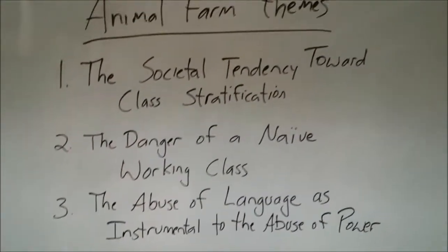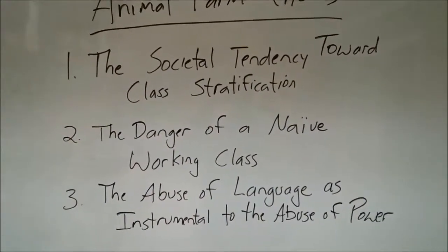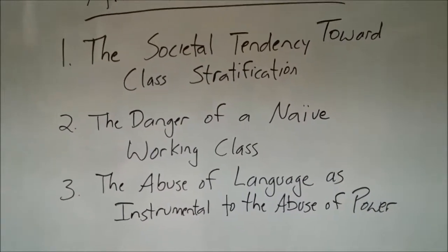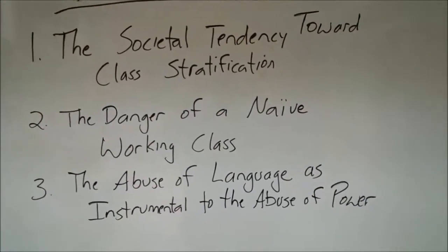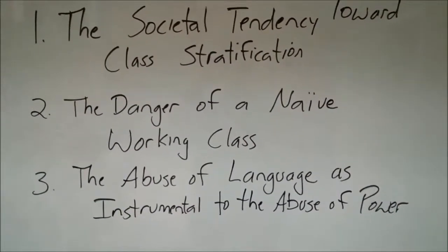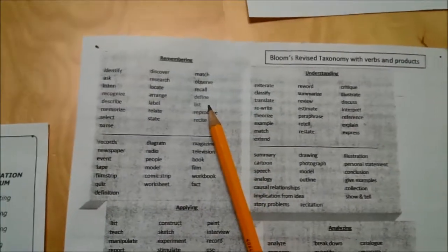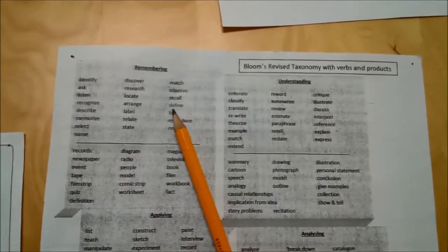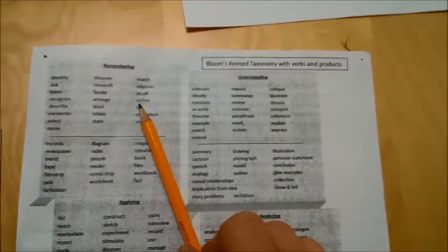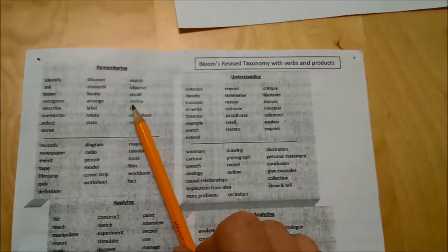Let me show you again. These three themes in their own words. So the societal tendency toward class stratification, the danger of a naive working class, the abuse of language as instrumental to the abuse of power. So I need students, if they're going to understand these, for these 7 students, I need them to be able to put those in their own words. So that's going to be their assignment. After I've explained it all, they're going to spend the remainder of the class defining or putting into their own words those 3 themes.